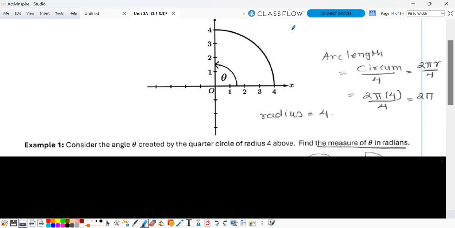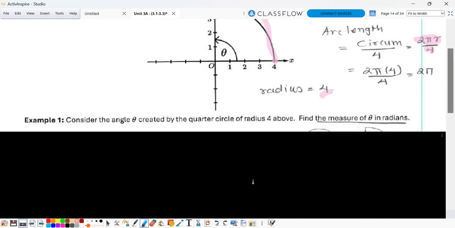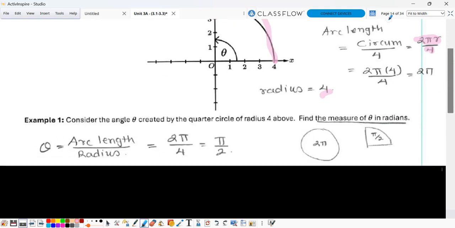Now the entire circle, remember, the arc length is the circumference, which is 2 pi r. And if I divide by 4, this is the arc length of this quarter circle. And the radius is also 4. So if I divide by 4, the arc length, which is 2 pi, and if I divide by 4, I get pi over 2. So the curious question is, why are we doing so much work? We know that the whole circle is 2 pi and a quarter of the circle is half of half, which is pi over 2.